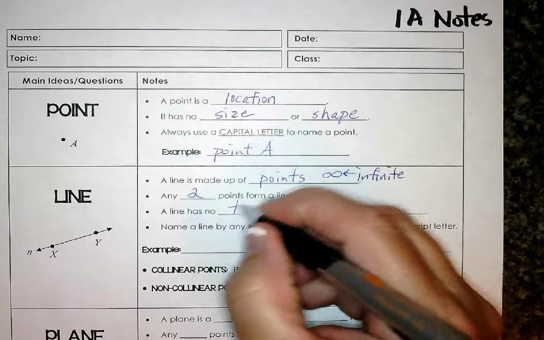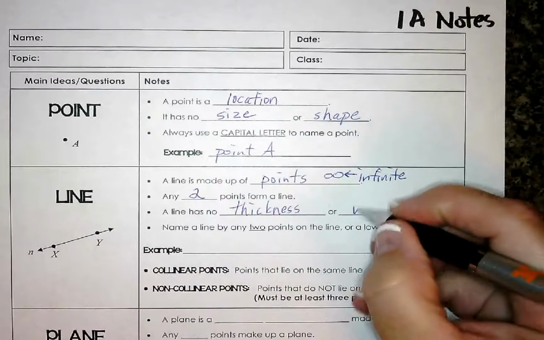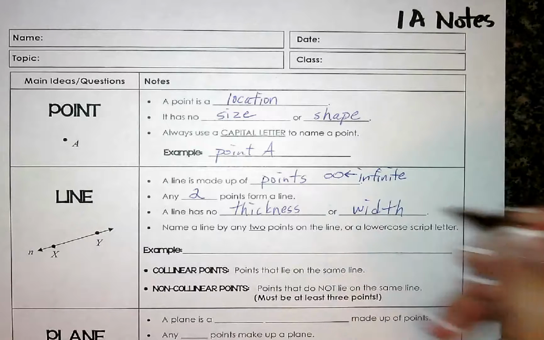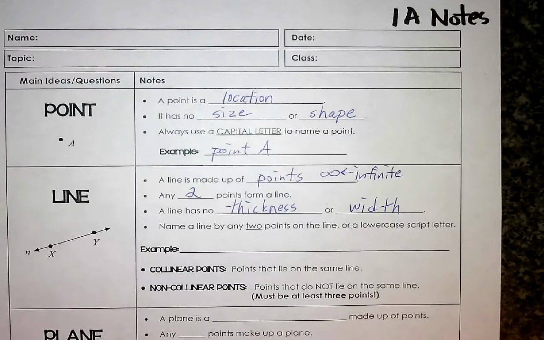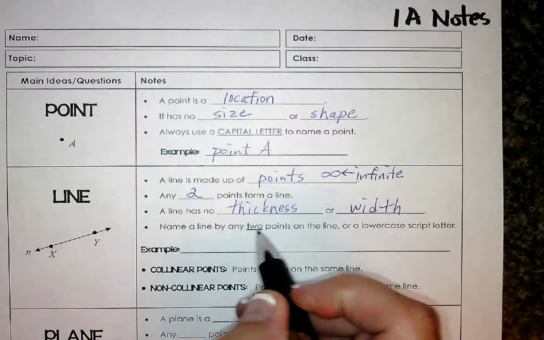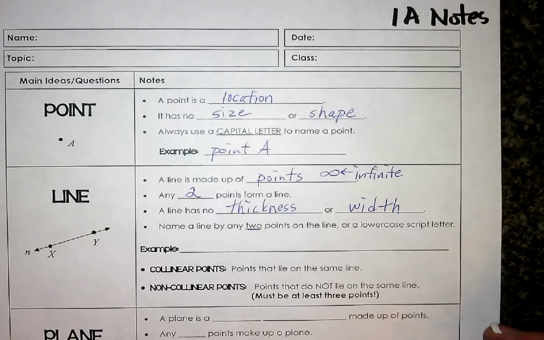A line has no thickness or width. So again, the way the drawing is, if it's thin or if it's thick, it does not matter. It's just considered a line. When we name a line, we use any 2 points, see how that's underlined there? Any 2 points to name it. Sometimes there might be many more points, maybe 5 points are listed on a line. You will use 2 of them to name a line.